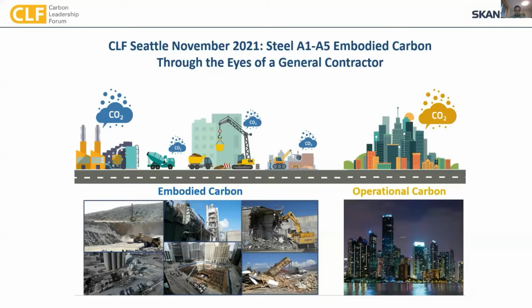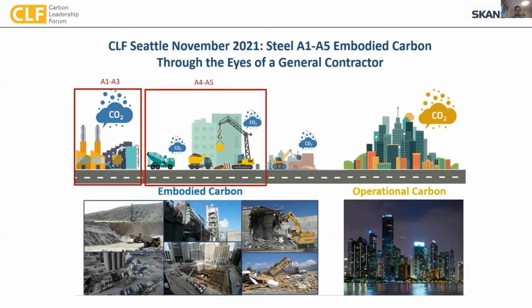I'm fairly confident that all the folks on this call are very familiar with the life cycle stages and what I'm talking about with A1 through A3 and A4 through A5. As this graphical depiction shows, A1 through A3 is a lot of what Nucor just displayed, the manufacturing emissions associated with our steel. A4 through A5 is getting that steel to fabrication shops, from fabrication shops to our job sites, and then installing and erecting the steel on our job sites.